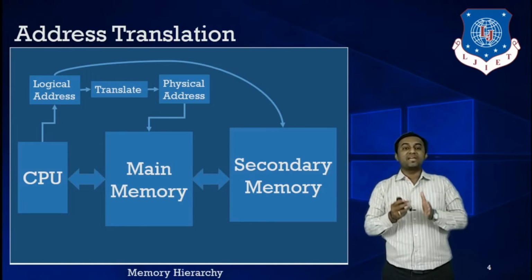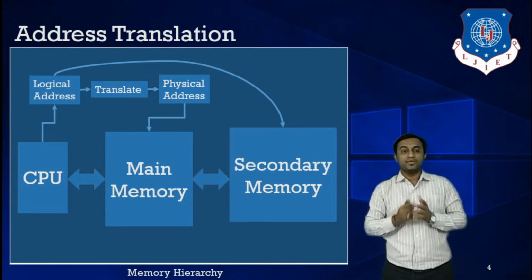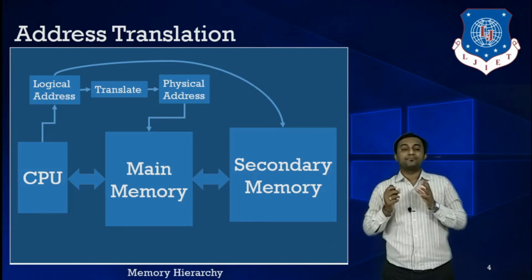So we need one mechanism through which we can resolve this issue, and that mechanism is address translation. The CPU will always generate a logical address, but that logical address needs to be converted into a physical address with the help of the address translation mechanism. And once it is converted into a physical address, then we can communicate with main memory, and then that process can be executed.